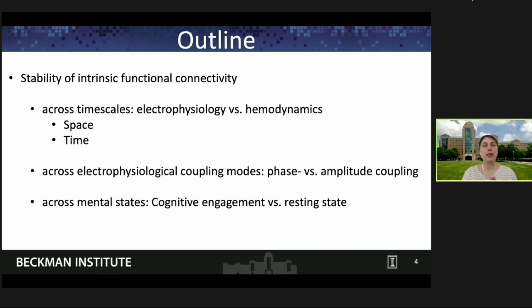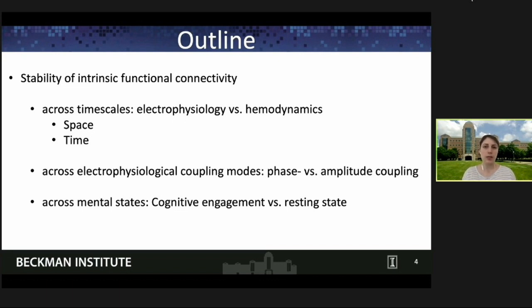The outline here is at the same time really the conclusion of my talk. So I'll start with that. I will be emphasizing the stability of intrinsic functional connectivity in brain oscillations. By intrinsic, here I mean functional connectivity that is not driven directly by cognitive engagement or external tasks. So it's not the change in connectivity due to external task demands, which is what EEG and MEG are typically used for. This is really ongoing intrinsic functional connectivity.